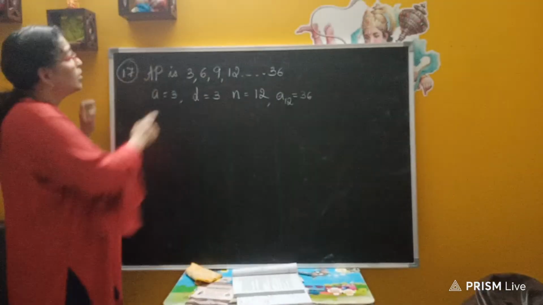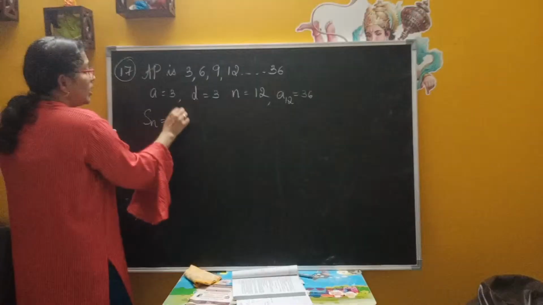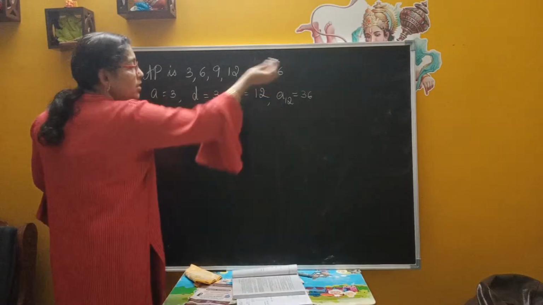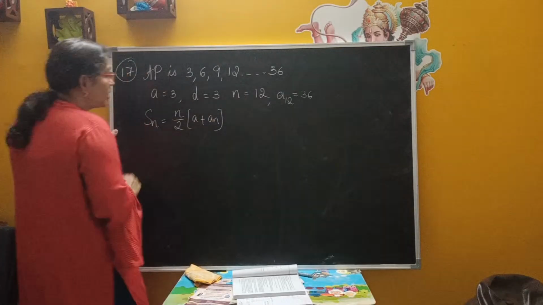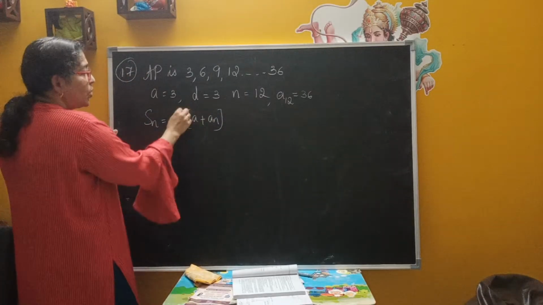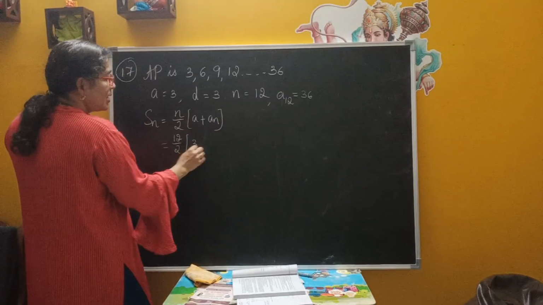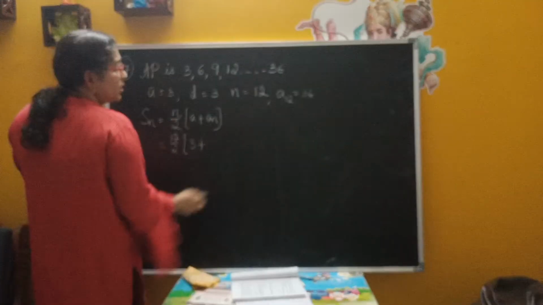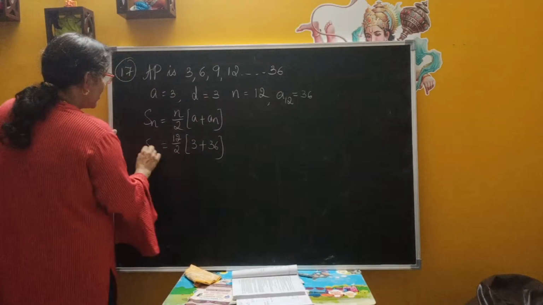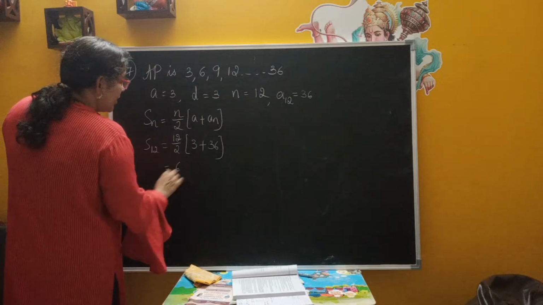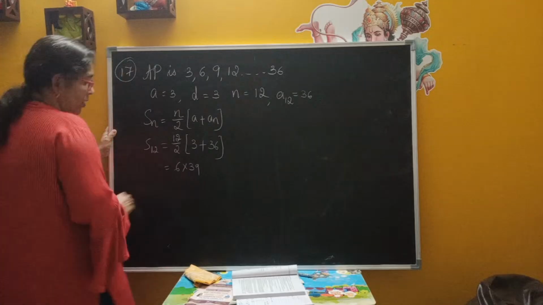Okay. So you got the AP and you got all these terms now. What is the formula? Sn is equal to n by 2. Since we have the last term, I use the formula a plus l, or a plus an. Let's substitute the values. n is 12. 12 by 2 into a, which is 3, plus an, which is a12, that is 36. S12 we are finding. So it is 6 into 36 plus 3, that is 39.